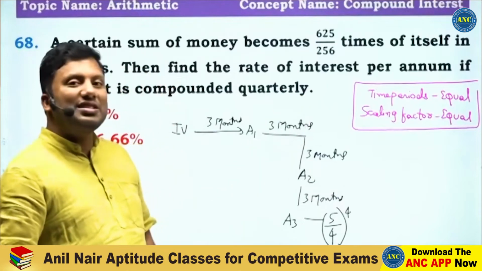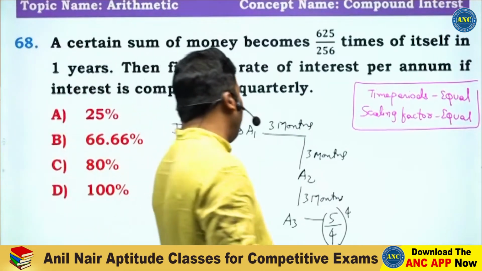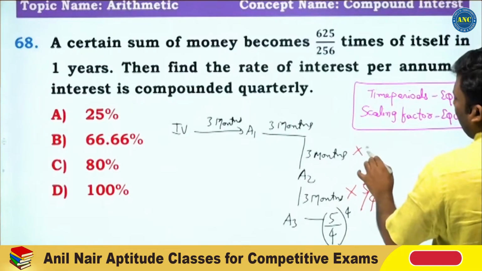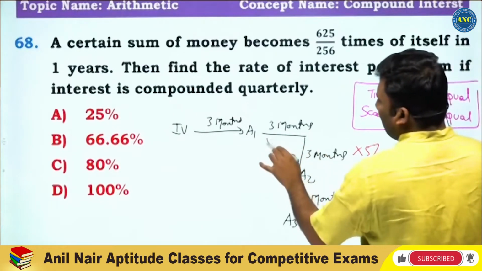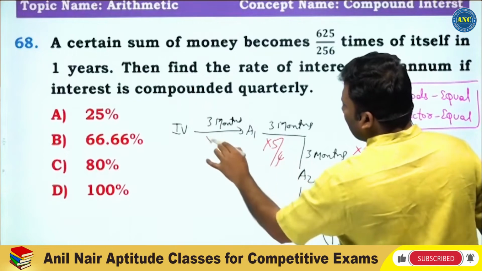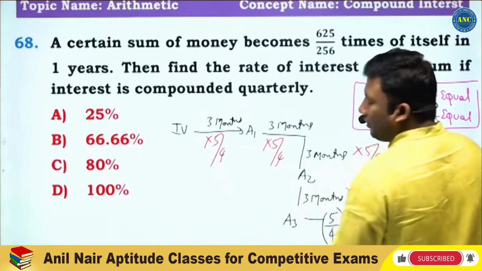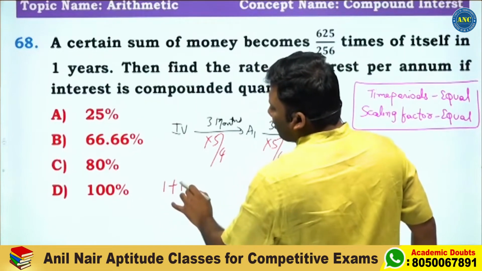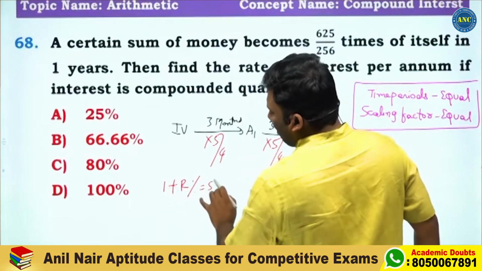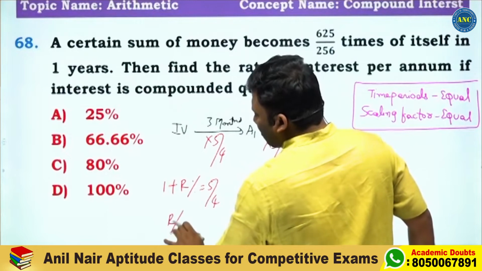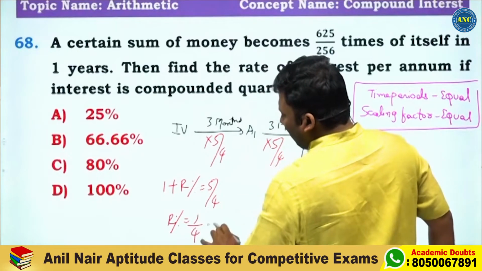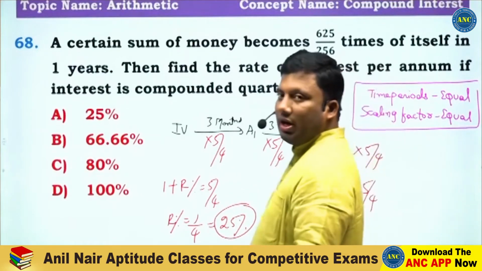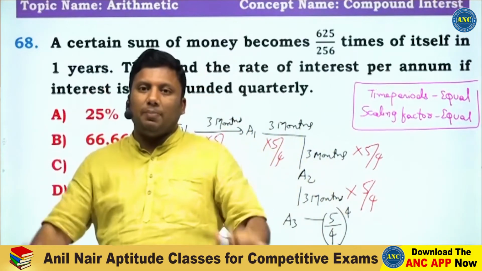If the time periods are equal, scaling factor will be equal. That means this will be into 5 by 4, this will be into 5 by 4, this will be into 5 by 4, and this will be into 5 by 4. Scaling factor is given by 1 plus R percentage equivalent to 5 by 4. R percentage will be 1 by 4. Answer will be 25%.